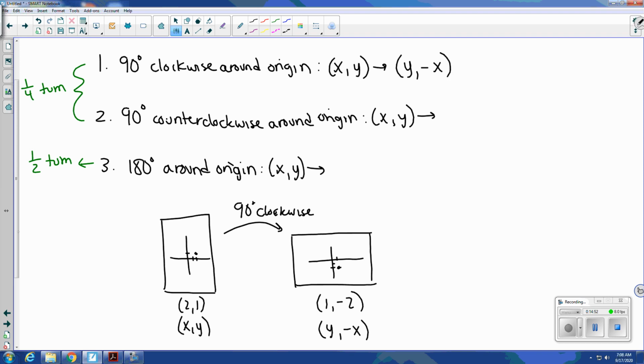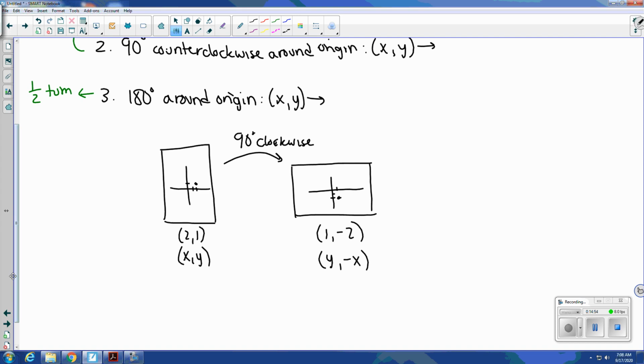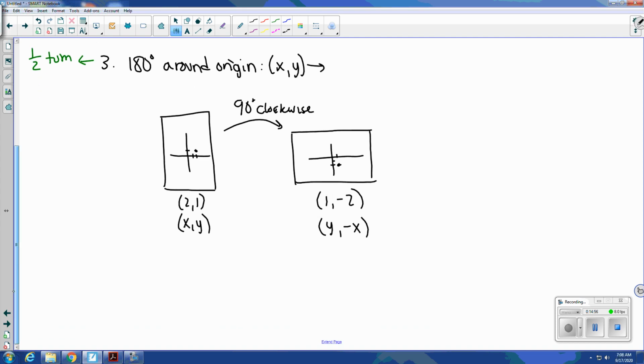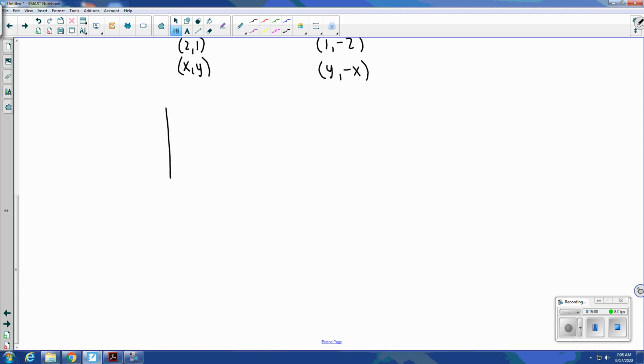Now, if we want to go counterclockwise, we can take our paper, start with the same point, we'll work with (2, 1). Now we're going to rotate 90 degrees counterclockwise.